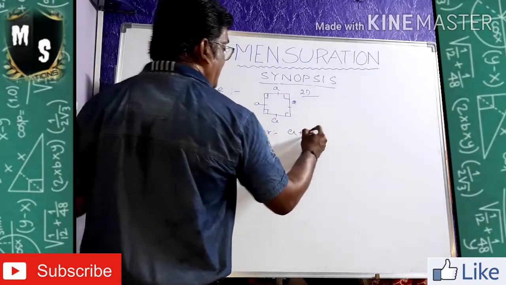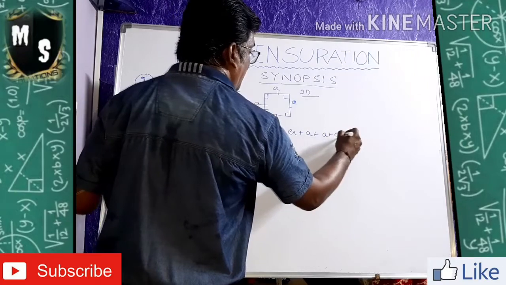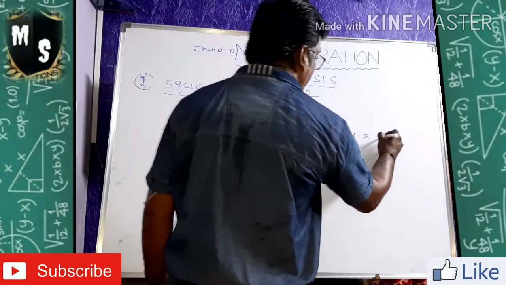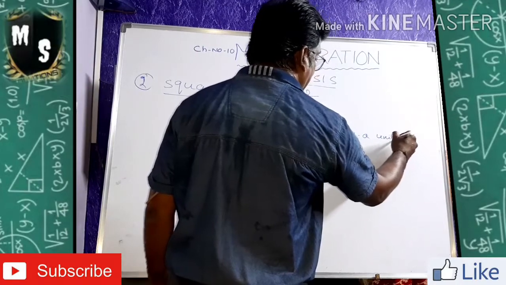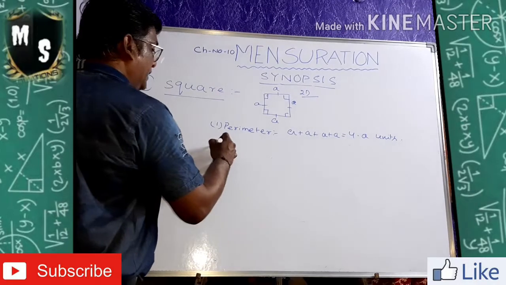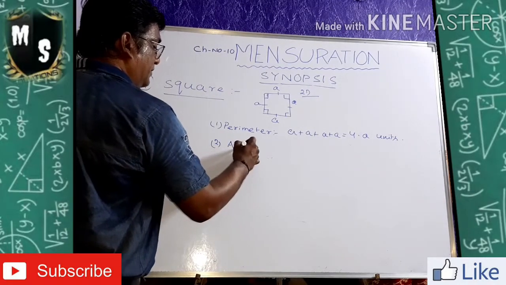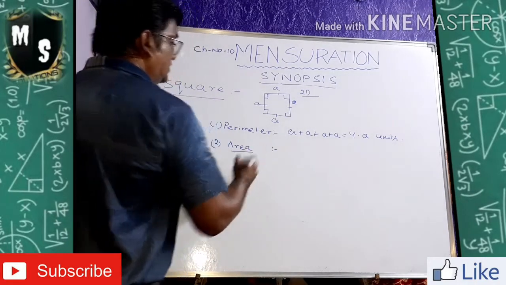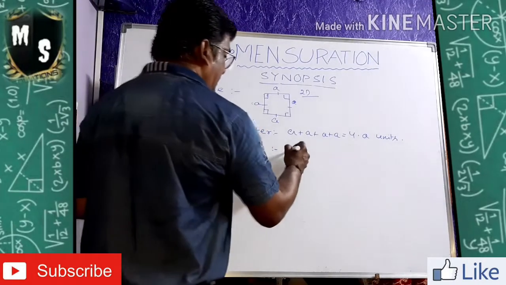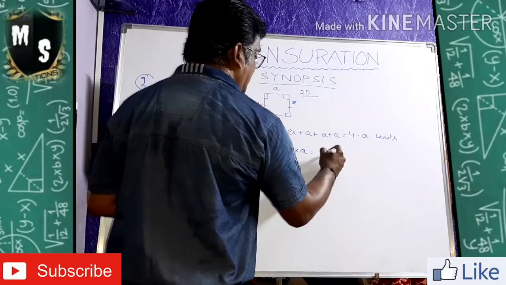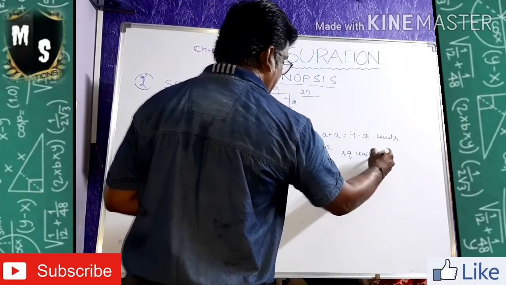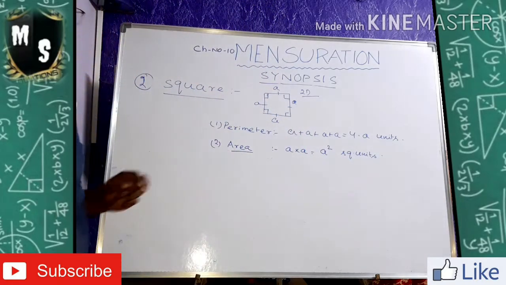What is that coming? That is coming 4 into A, or 4 into side. Units. You have to mention it in units, centimeter, meter, like that. And when you are talking about area, it is the product of the sides. That means A into A. It is called A square. That means it always comes in square units. I hope you understood this one.